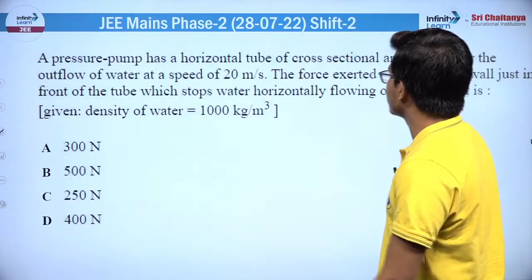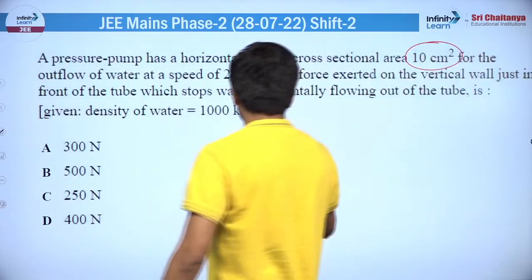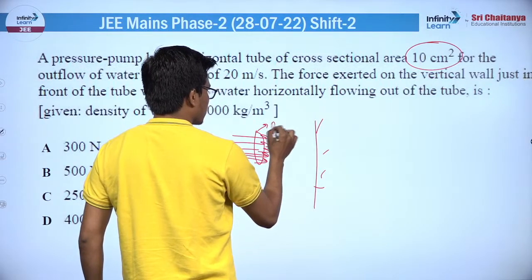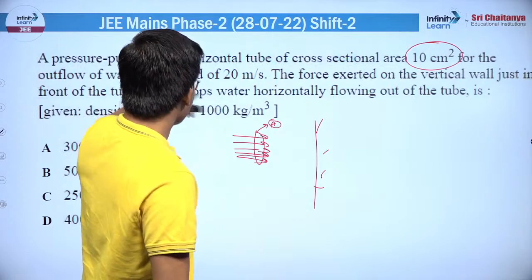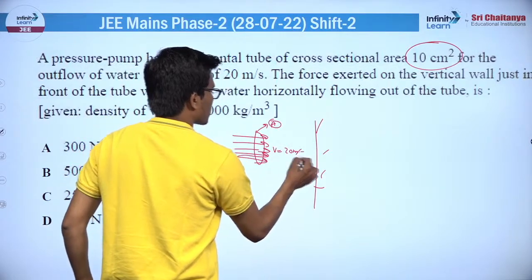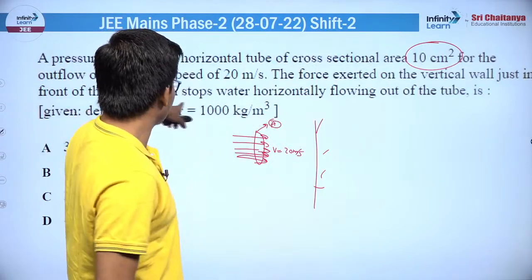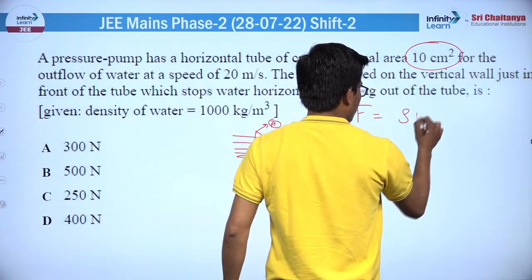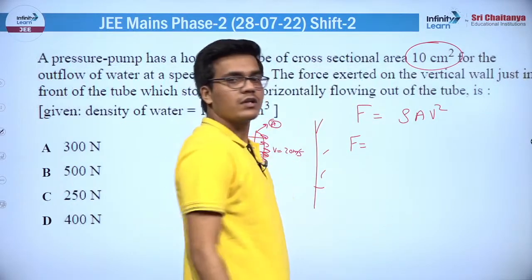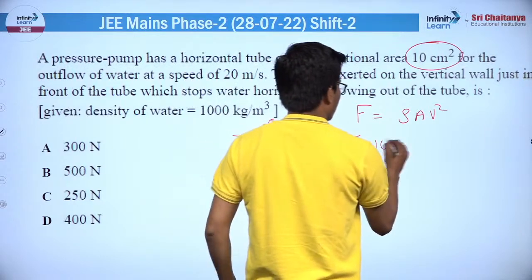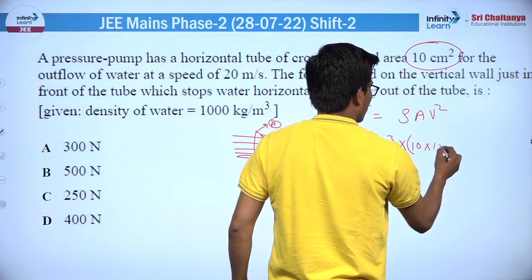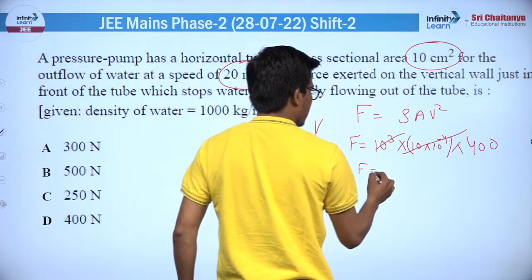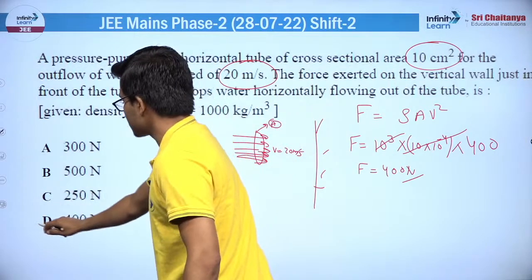Moving ahead, a pressure pump has a horizontal tube of cross sectional area as given. There is a tube, and there is a wall like this. Water is going from this tube and the cross sectional area A is given to you as 10 centimeter square. Water is going with the speed of 20 meter per second. The force exerted on the vertical wall just in front of the tube will stop the water horizontally. In case of moving water the force becomes rho A v square, and it comes from Newton's second law, F equal to dp by dt. Density of water is 10 to the power 3, area is 10 into 10 to the power minus 4, velocity is 20, so its square will be 400. This term will get cancelled and force will be 400 Newton, that is D option.